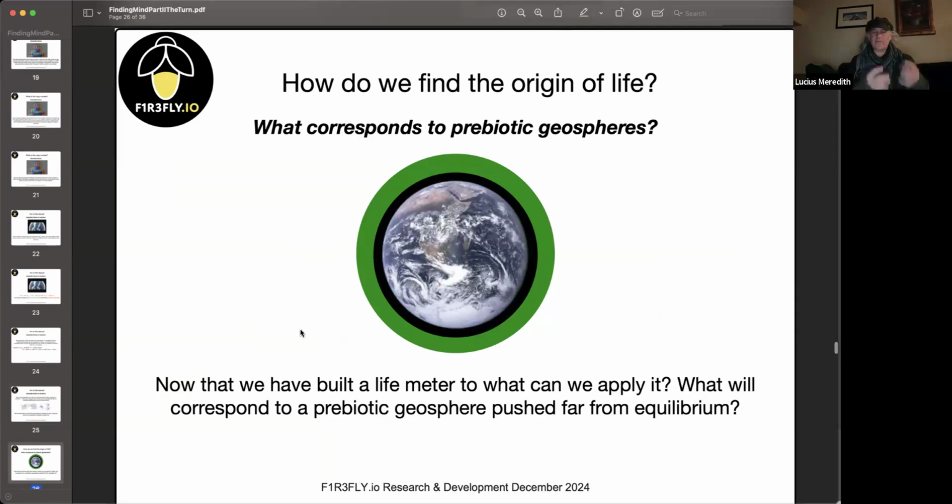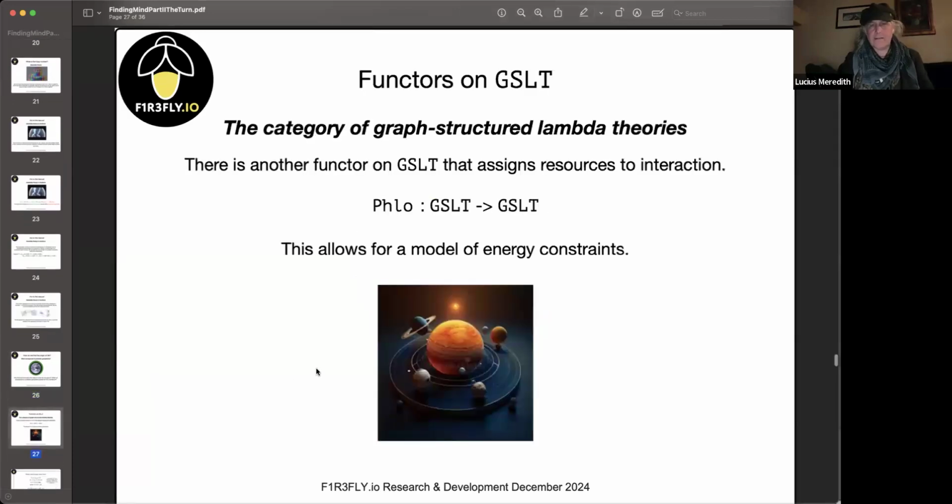So the question is, now that we've built a life meter, what are we going to apply it to, right? That question basically corresponds to, inside GSLT, what looks like the prebiotic geospheres, and how are we going to push them far from equilibrium? The idea, if you recall correctly, is that the prebiotic geospheres, so the atmosphere, the lithosphere, and the hydrosphere, the chemistry of those things is being pushed way out of equilibrium because they're sitting in proximity to the sun, which is just pounding on that system with lots of energy.